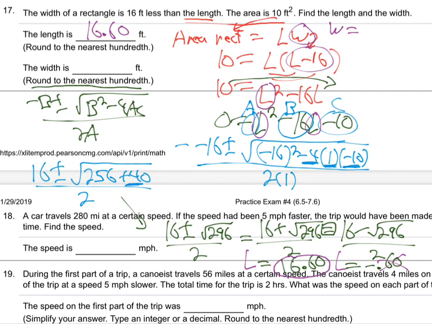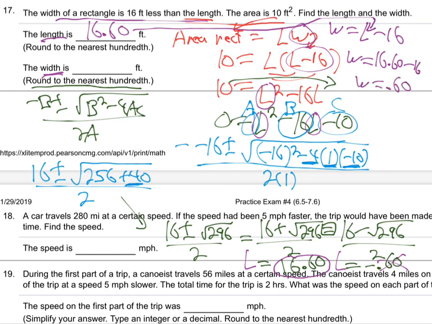And right here's width. Remember, width is 16 less than the length. So it's length minus 16. So how do we find the width then? Well, now we know the length, 16.60. Put that in right there. 16.60 minus 16. The width is 0.60. So the length is 16.60. The width is 0.60. There we go.